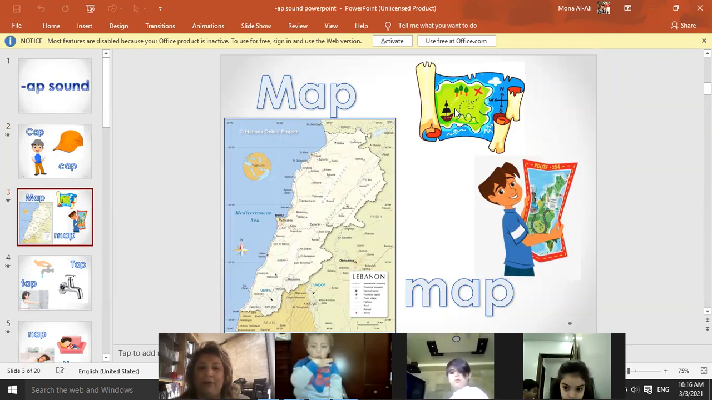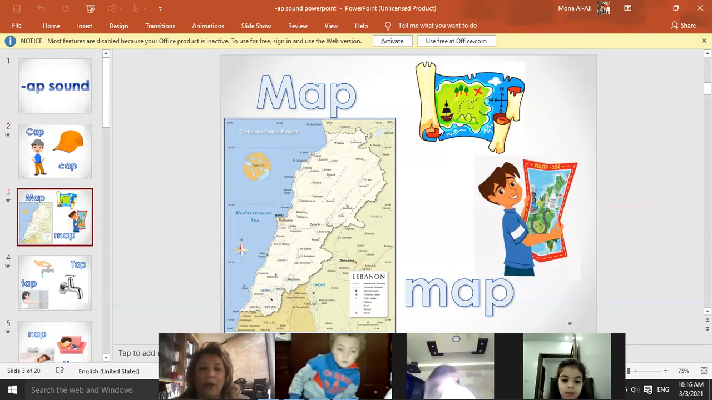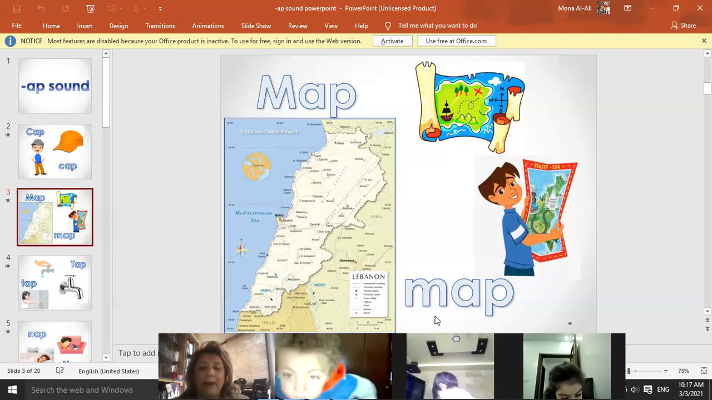Map. Map, bravo. Do you know what is the map? For example, this is Lebanese map. We know from the map where to go and how to go, which way we should follow. This is the map, okay? Map, m-app. We can write the word map with capital letter M or a small letter M.